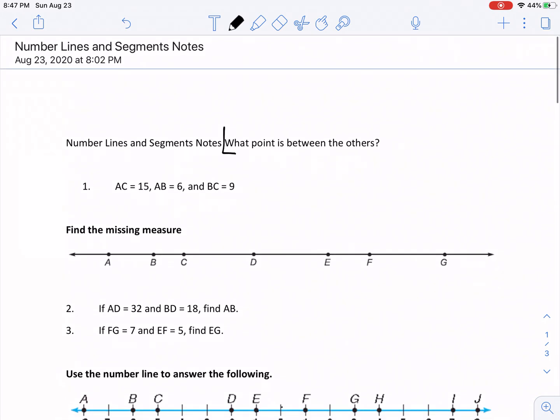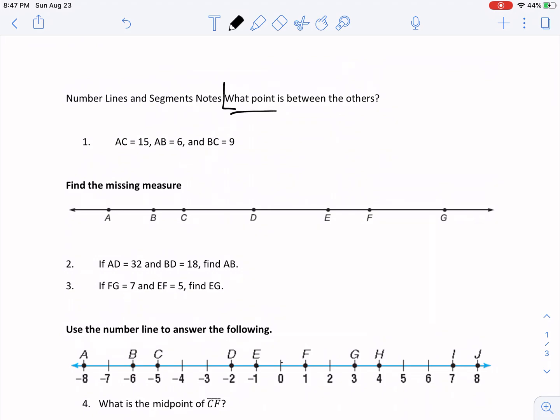So let's look at the first question here. It says, what point is between the others? So we're trying to find the point that is between the others. Given the distance, it doesn't have a segment bar, so we're talking about distance, the length. AC is 15, AB is 6, and BC is 9. Now the easiest way to think about this is using the segment addition postulate we talked about earlier, and find the two distances that add up to be the third. If we can find those two distances, then the point they both share would have to be the middle.